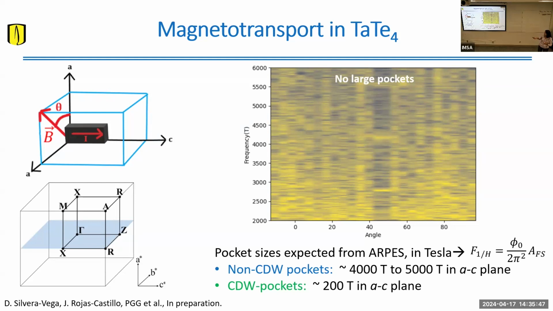Because of this Onsager relation, the cross-sectional areas, because this motion of the Landau levels is periodic in the inverse field, the frequency has units of Tesla. So it just characterizes the size of the Fermi surface. That's not the physical field. It's not a physical field. That's something important to remember.